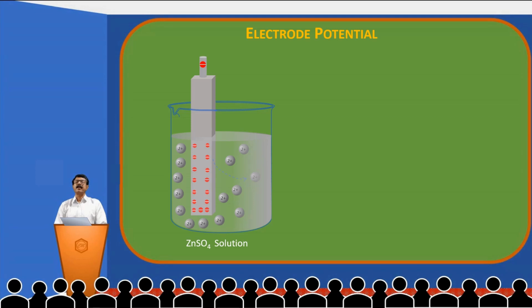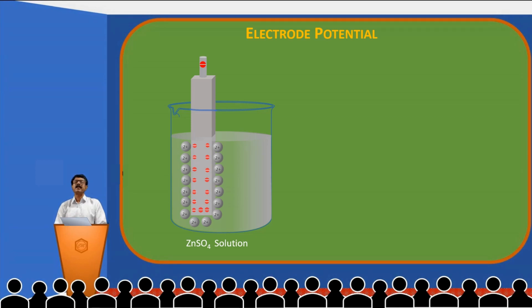After a while, the zinc ions come near the metal rod and surround it. As a result, a charge separation occurs at the metal solution interface. Thus, a potential is generated at the interface. It is more or less like a capacitor. Chemically, the zinc undergoes oxidation. That is, Zn gives Zn2+ plus 2 electrons.